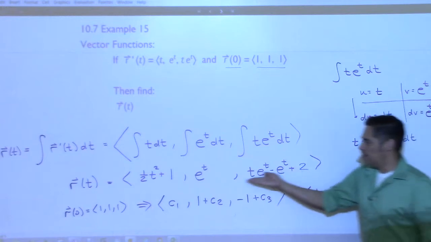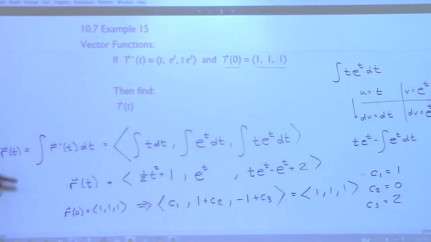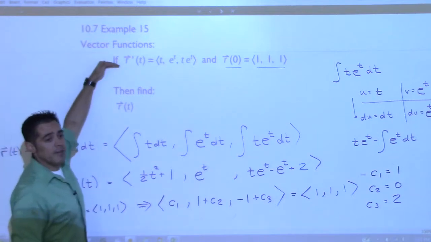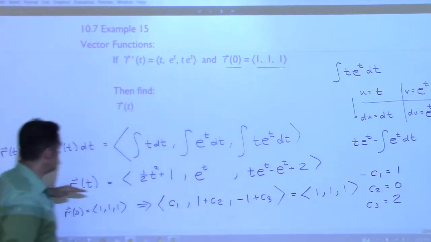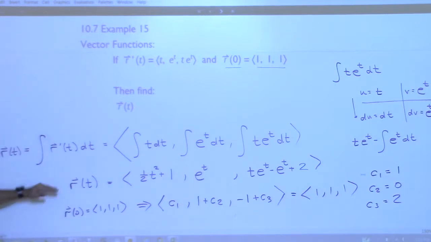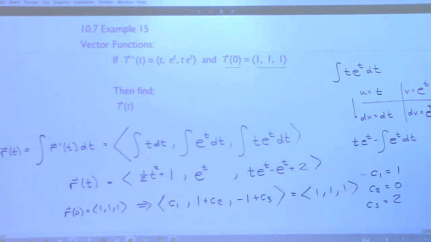So this right here is the vector function that has this as its derivative, and at 0 is 1, 1, 1. So we have a unique solution now, don't we? Instead of having like a family of functions with all the plus constants and stuff, we now have nailed down the precise function that we're talking about. So does this all seem like the same stuff from Cal 2, just in a different form, pretty much? Okay.